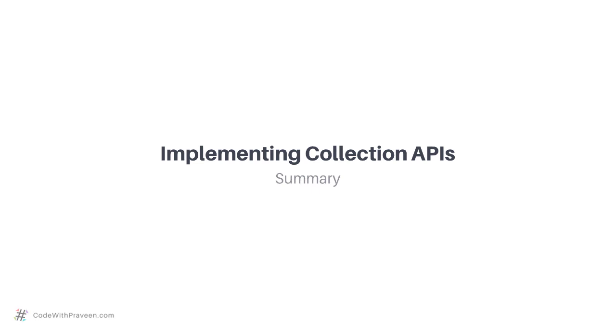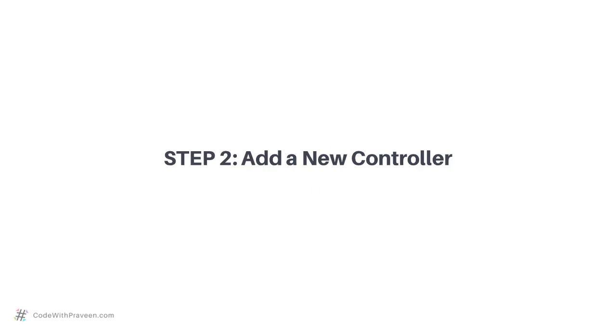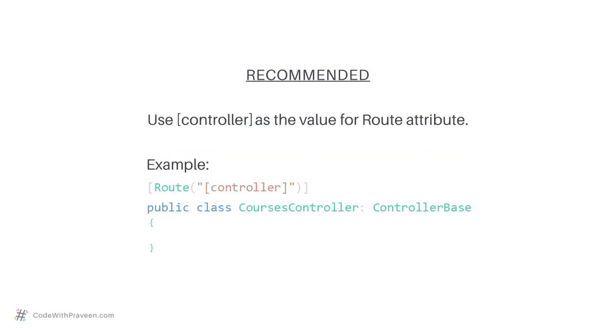Let us summarize the key concepts that you had learned in this section, implementing collection APIs. Throughout this section, you have taken further steps to work with ASP.NET Core Web APIs. First, you added a new controller and learned that you need to derive it from the controller base class. This ensures you get Web API specific behavior to your project. Also, you use the route attribute to define the routing for accessing this newly added controller endpoint.